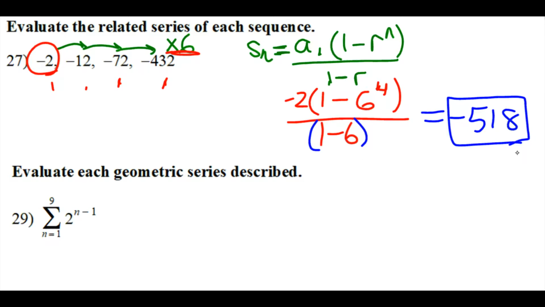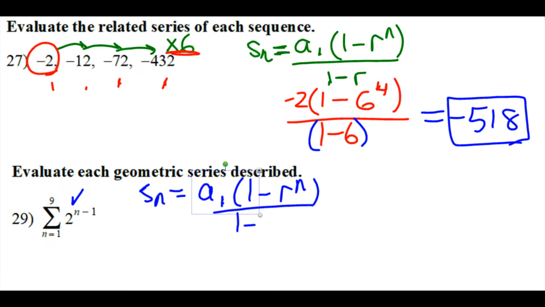29, same thing, it just has a sigma. So we still have that same formula. It's a geometric series, you can tell because of this 2 right there. And it's a1 times 1 minus r to the n over 1 minus r. So a1 is just what you get when you plug in 1. So 2 to the 1 minus 1, plug in 1, you're going to get 2 to the 0. Anything to the 0 power is 1. So a1 is 1.